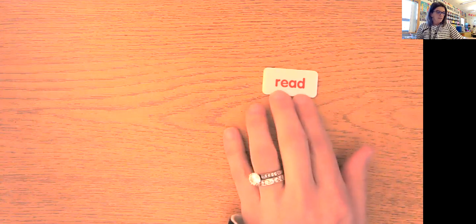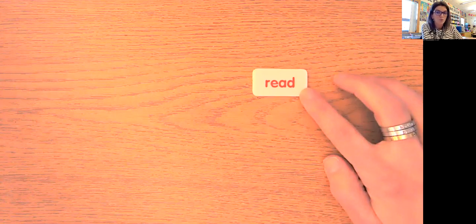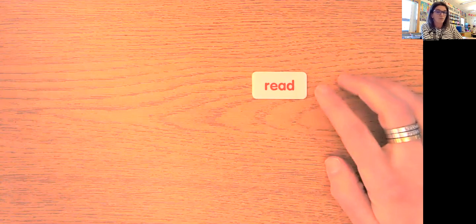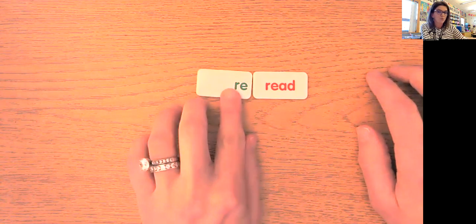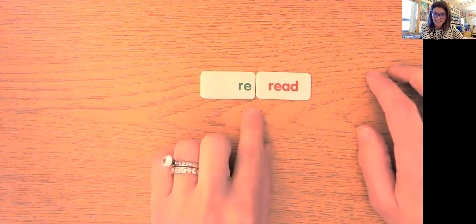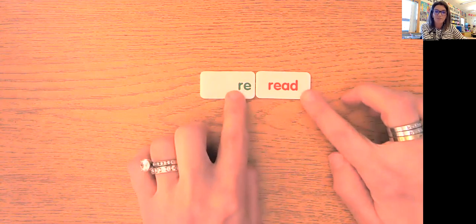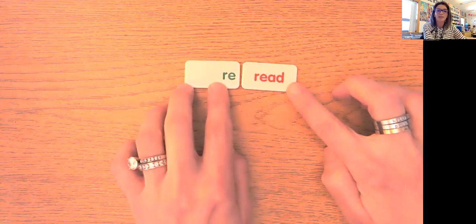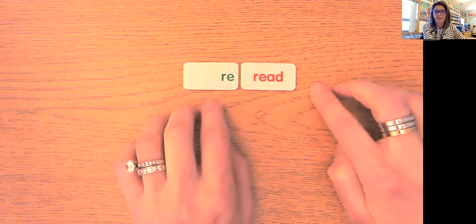Let's take a look at some more root words that we could add our prefix to. This word is read. Good readers, if they read a page out of a story and aren't sure what happened, should always go back and reread, which means read that page again. When we add the prefix re to read, it means read again, reread.